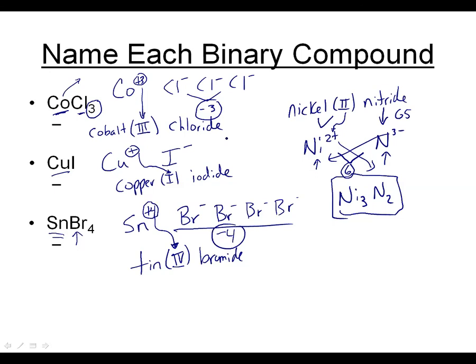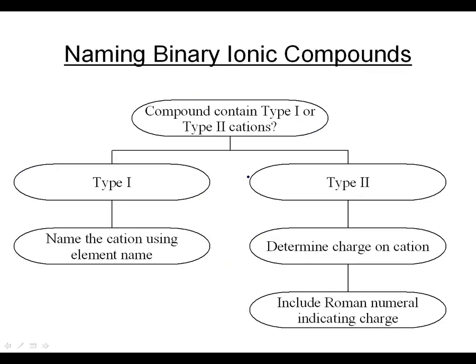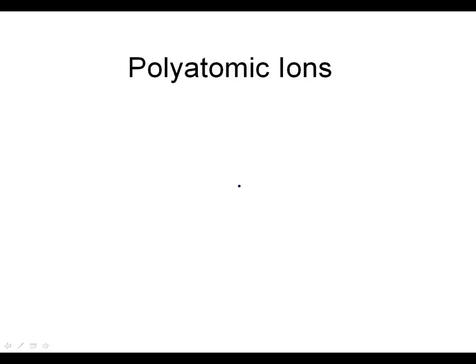Okay. Here's just a little decision tree as to whether it is type 1 or type 2 and which way you need to go. I think the last thing we're going to talk about here tonight is polyatomic ions. Polyatomic ions are basically groups of nonmetals that have charges.